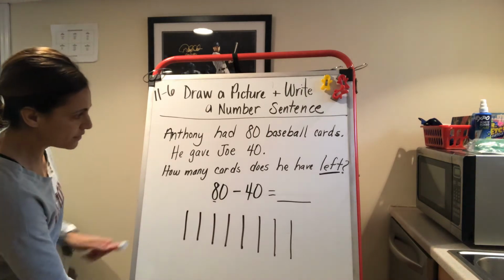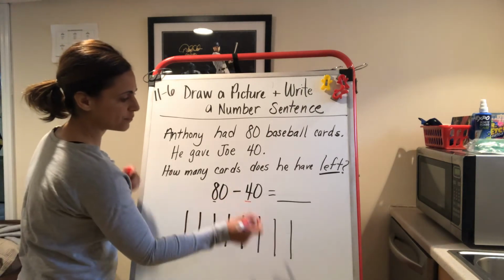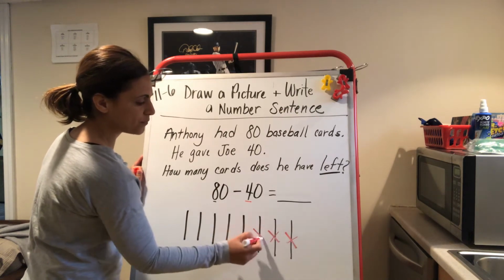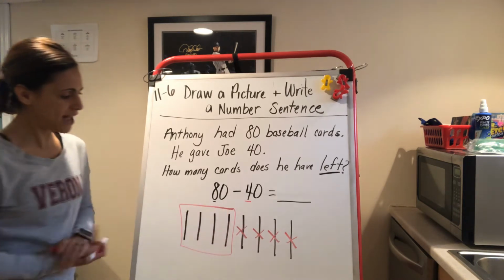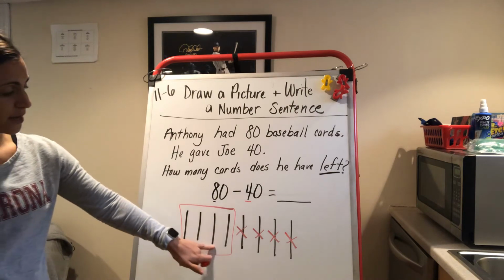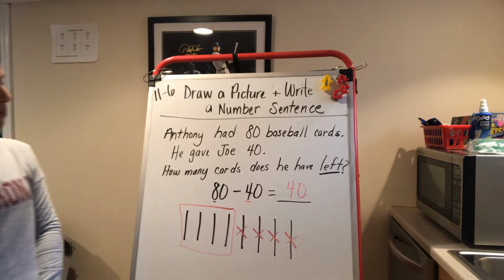And he gives 40 to Joe, 4 groups of 10. So you're going to take away 4 groups of 10. 10, 20, 30, 40. How many cards does Anthony have left? 10, 20, 30, 40. 80 take away 40 equals 40.